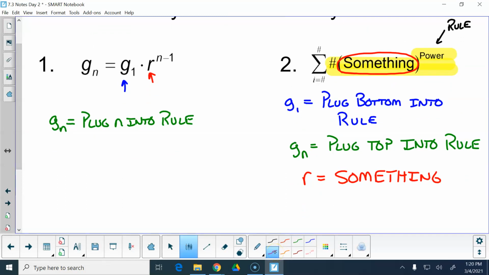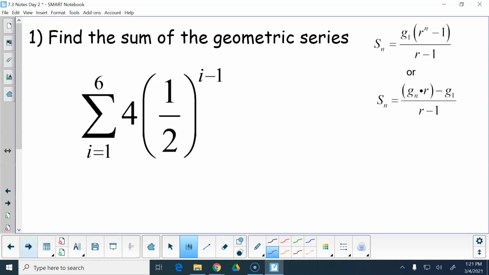We might have to find n. In sigma notation, n is top minus bottom plus 1. Or if it's like in the direction, find the sum of the first 7 terms, 7 is n. Love it. Let's put it to work.